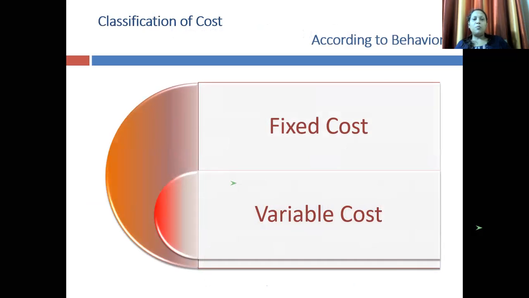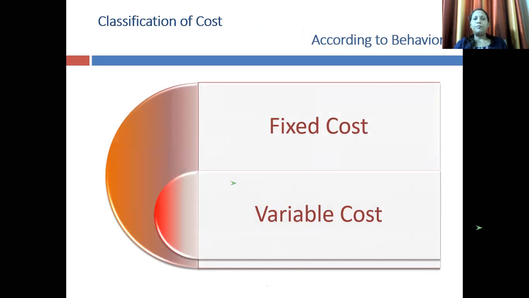Now, according to behavior, cost can be classified as fixed cost and variable cost. So what is fixed cost? What is variable cost? We should know. This is according to behavior. The total classification chart has been given at the beginning of the slide.